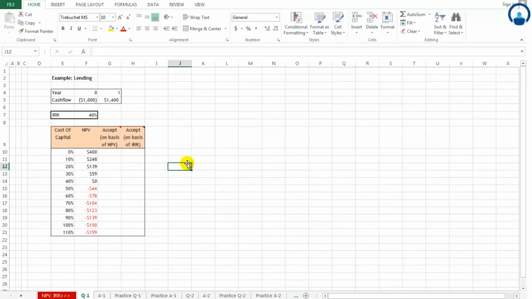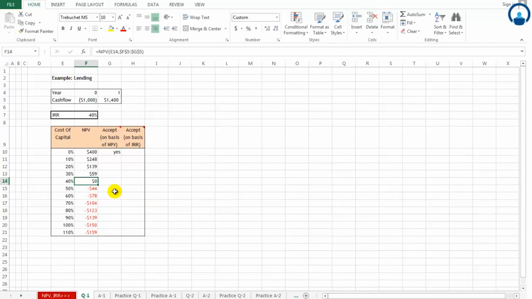We know the acceptance rule very clearly. When we are talking about NPV, we accept the project if the NPV is greater than 0. So what do you think here? The NPV is $400. Should we accept the project? Absolutely. It is a positive number. We are going to accept the project. In this case, yes. In this case, yes. In this case, yes.